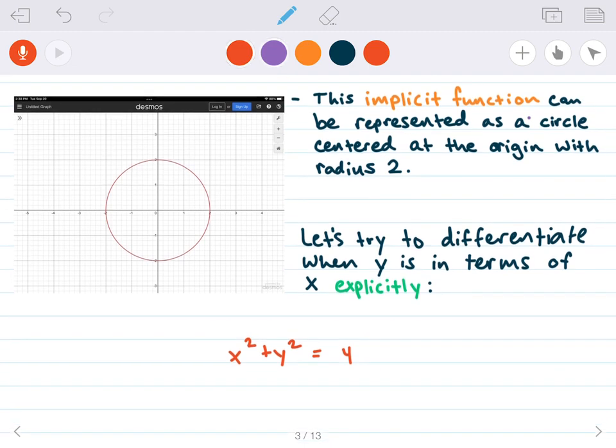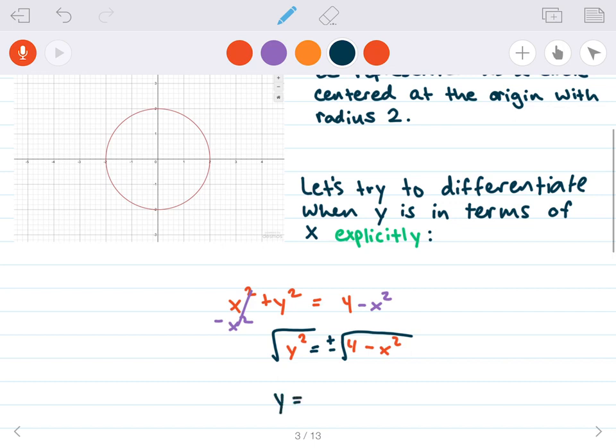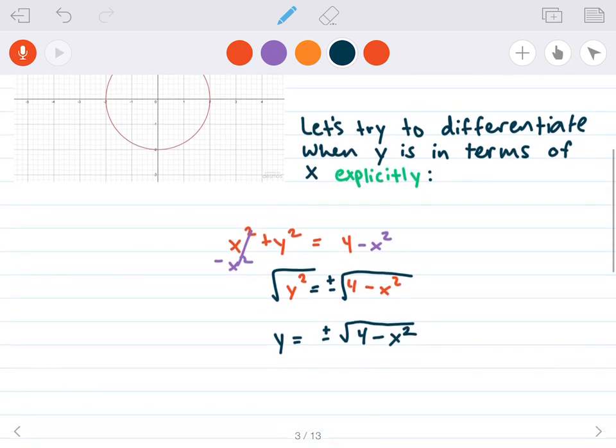So let's go ahead and subtract x squared from both sides, and we end up getting y squared equals 4 minus x squared. And what I can do now is take the square root of both sides, and remember, when I take the square root, I have to tack on a plus and minus sign. So what we end up getting is y equals plus or minus the square root of 4 minus x squared.